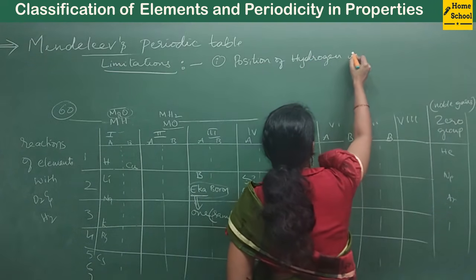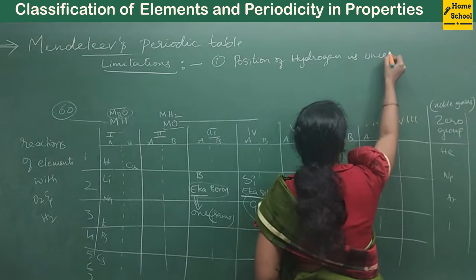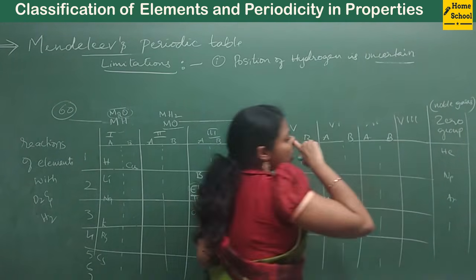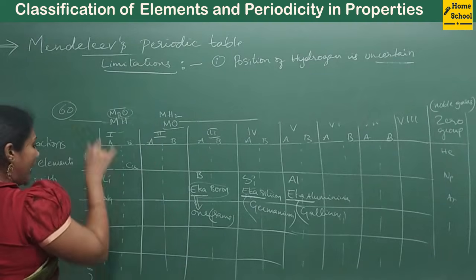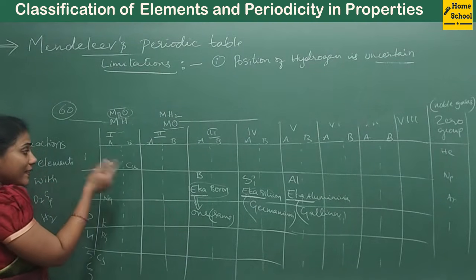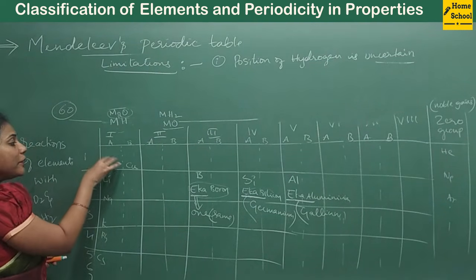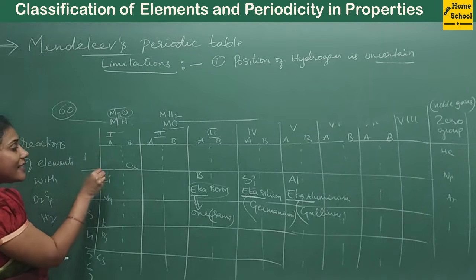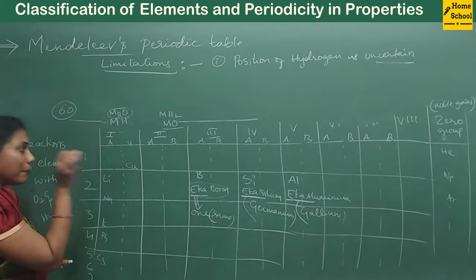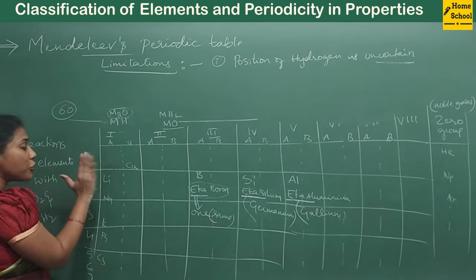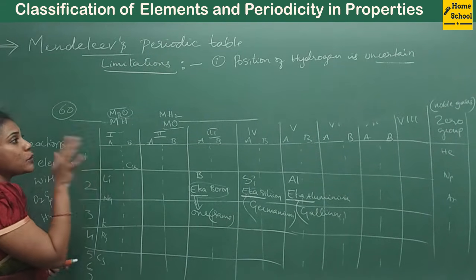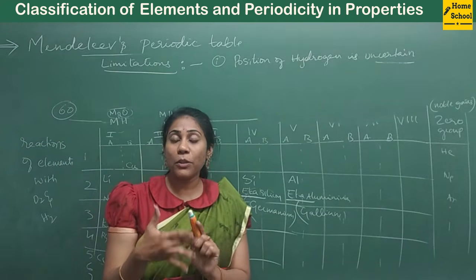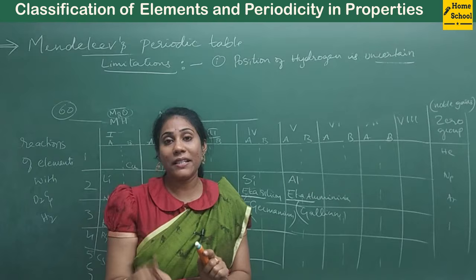Hydrogen is uncertain. Uncertain in the sense of what? Doubtful. So he could not confirm the position of hydrogen. Actually, I have written hydrogen here, but in his original periodic table you don't find hydrogen here, because there is a controversy in deciding the position of hydrogen. Hydrogen shows similarities with alkali elements like lithium, sodium, potassium, rubidium. They are called alkali elements.